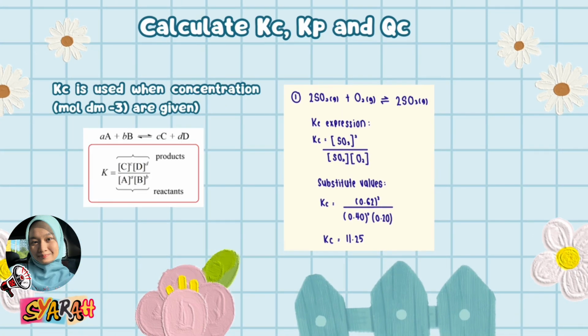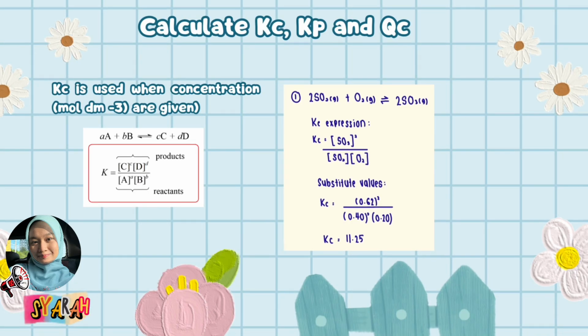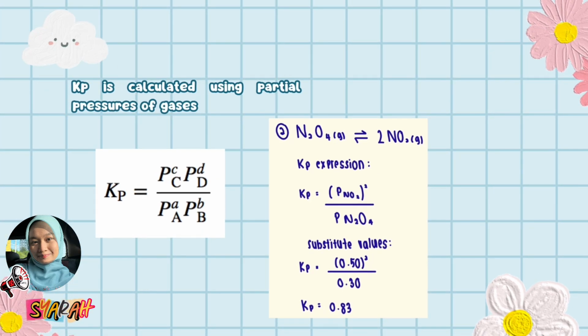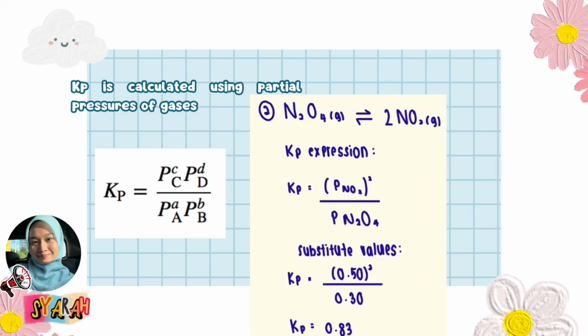In this part, I will explain how to calculate Kc, Kp and Qc, which are used to describe the chemical equilibrium. Kp is calculated by using the partial pressures of gases. First, we need to write the Kp expression using the partial pressures. Second, substitute the given pressure values, and we can calculate the final value.